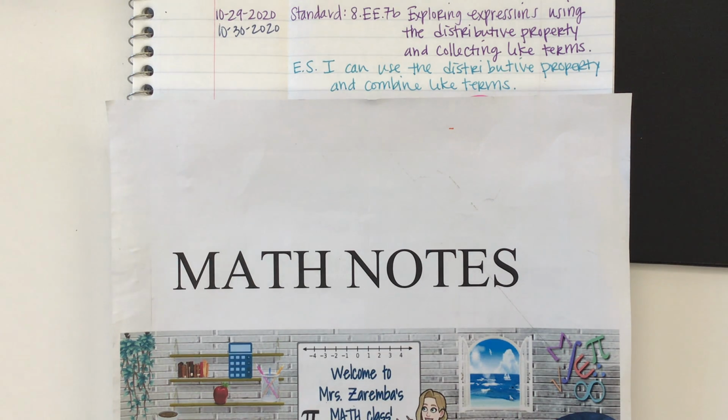The standard is 8.EE.7b, exploring expressions using the distributive property and collecting like terms. And our essential statement is I can use the distributive property and combine like terms. So what does that mean? We're going to be using a couple of steps to simplifying our expressions.